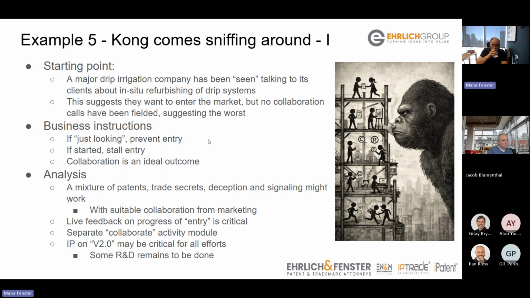Example number 5. One of your friends tells you that a major drip irrigation company, remember we're only making the refurbishing, has been talking to its clients about refurbishing of drip systems. And that is definitely a sign that they might want to enter the market, but they didn't call you, which means that they want to compete with you. Maybe.